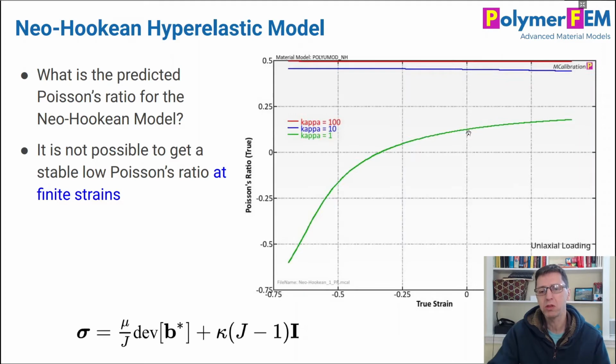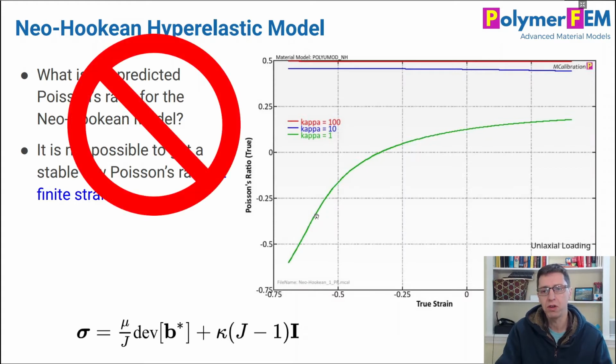But the problem that you can see here is that the Poisson's ratio changes a lot with applied strain. You can't have a Poisson's ratio that's independent of the strain. You get this crazy behavior, particularly in compression here. Not such a good model for soft foams, obviously.